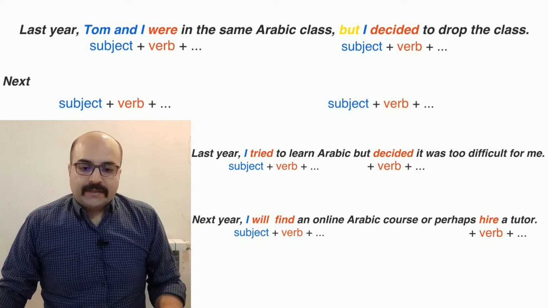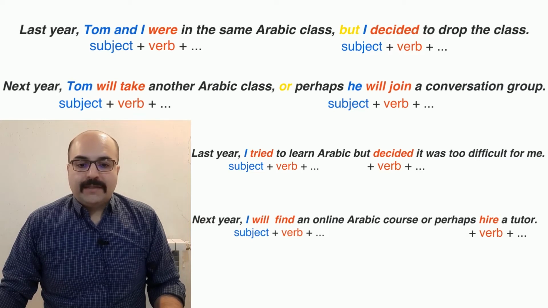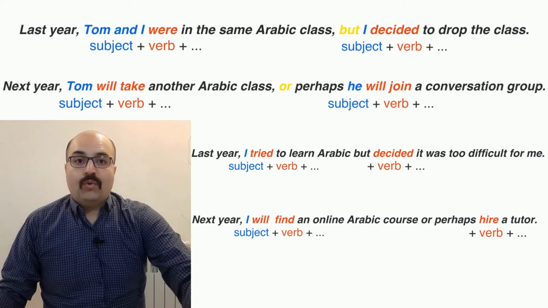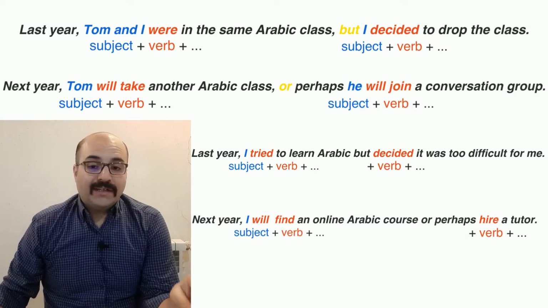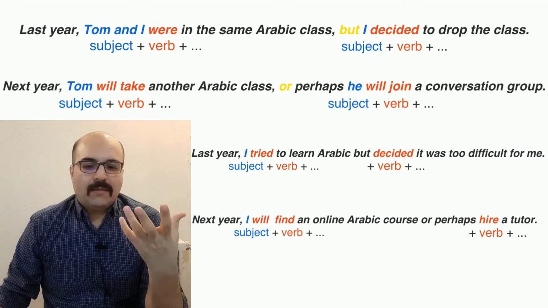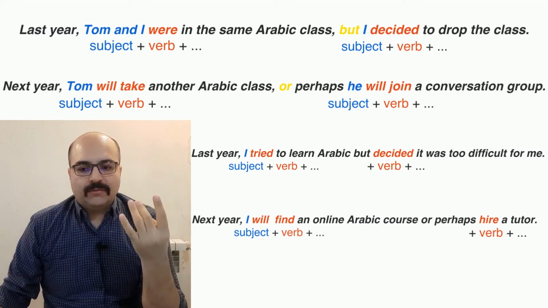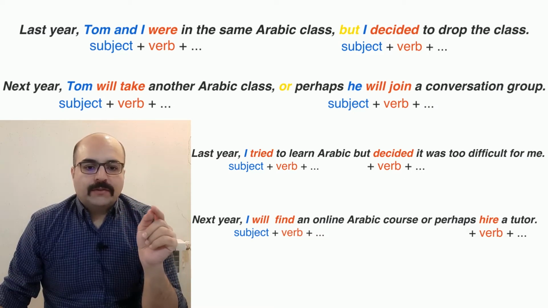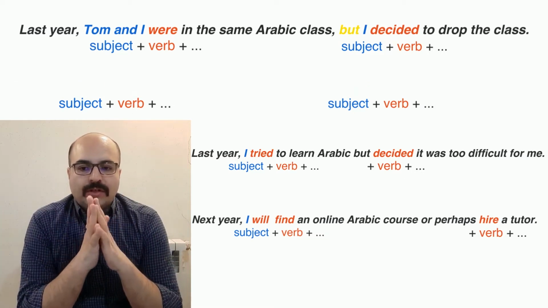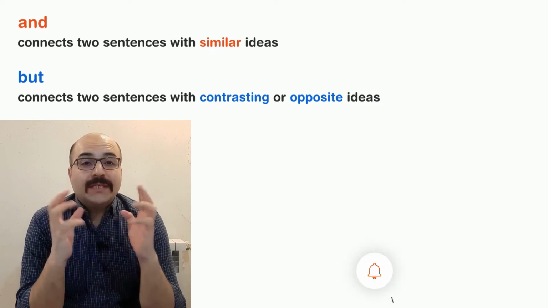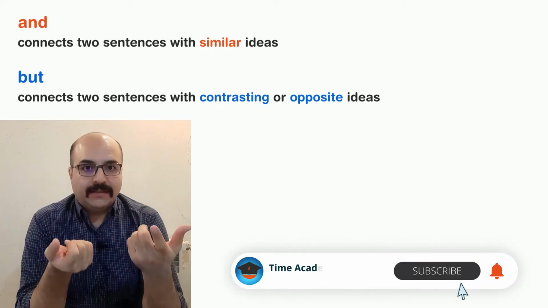Now look at this one. Next year, Tom will take another Arabic class, or perhaps he will join a conversation group. What kind of sentence is this? Yes, it's a compound sentence using or. Well, like I said, coordinating conjunctions, most common of which are and, but, or, and so, are used to link two sentences to each other and connect two sentences with similar ideas.